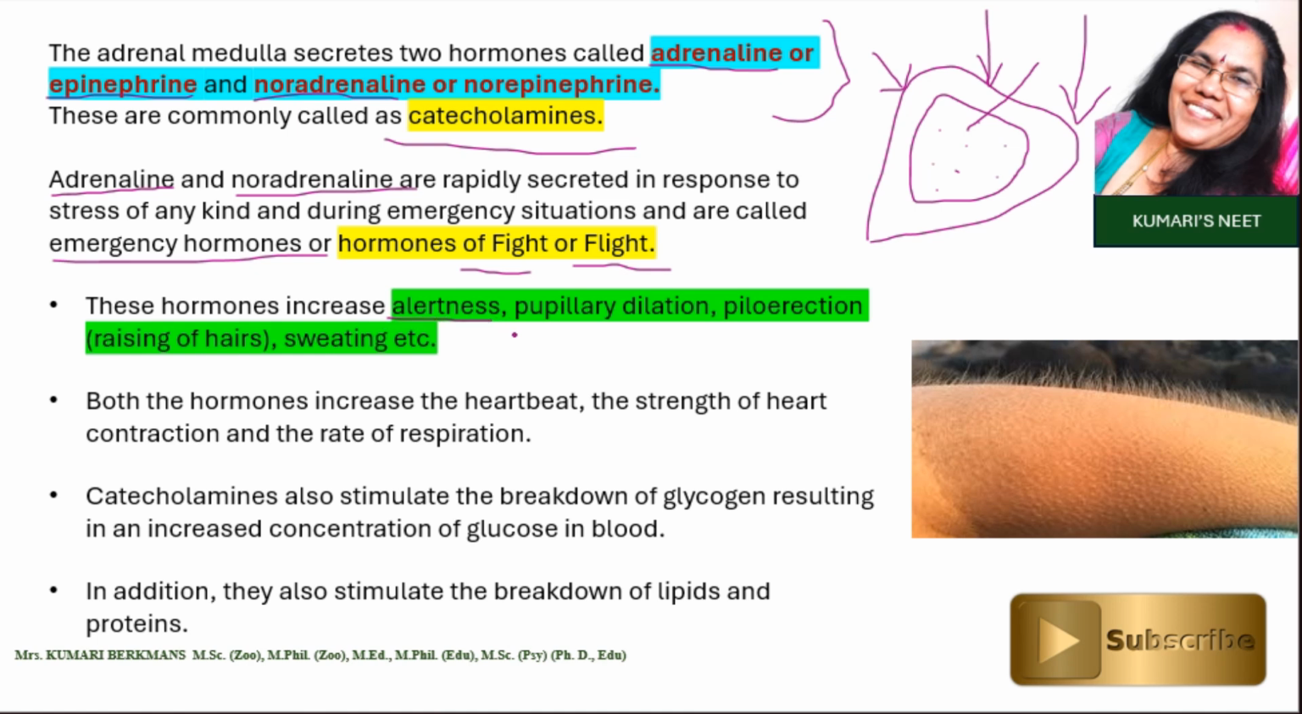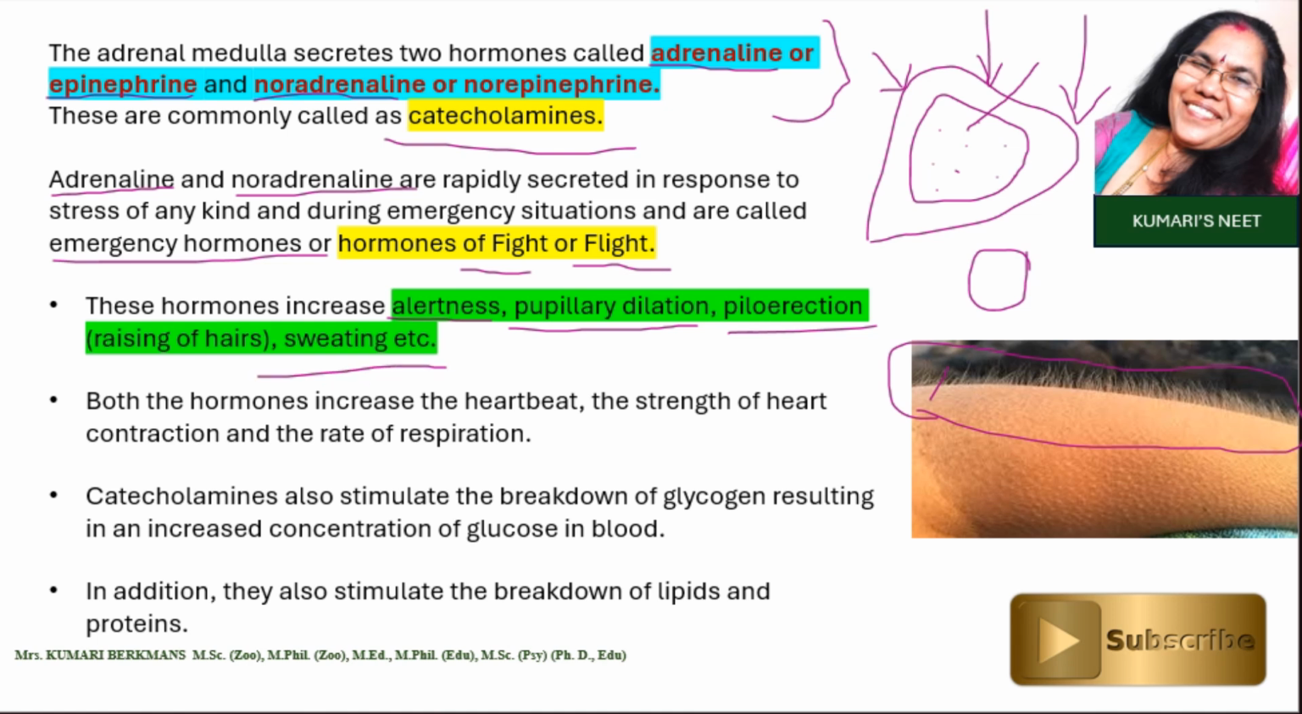It always keeps us alert, and the pupillary dilation, that is, in the eyes there is a pupil, isn't it? So it helps in dilating the pupil, as well as piloerection. Okay, what is piloerection? In the sense, raising of hairs. You can see here. Sometimes if we hear some news, that news makes us somewhat excited, isn't it? At that time, what happens? We say it is goosebumps, isn't it? So that is what is called piloerection. Okay, as well as sweating.